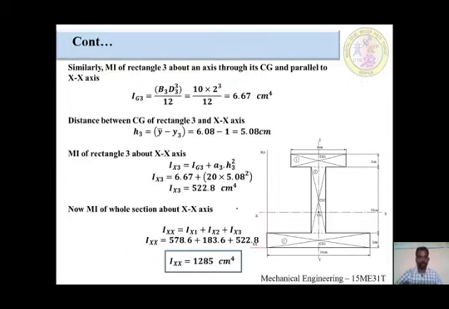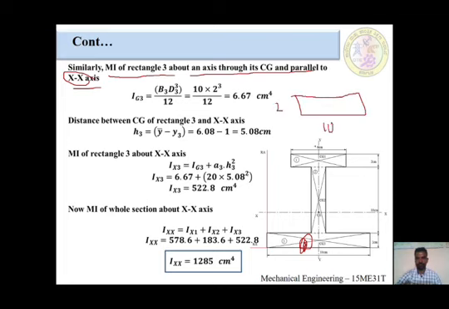After calculating rectangular 2, similarly we are going to calculate rectangular 3 about the axis through its center of gravity and parallel to the x-axis. We are supposed to calculate only about the horizontal axis. I am taking this component outside. This would be 10 centimeter, this would be 2 centimeter, and this would be the x-axis. We are going to see from this side.